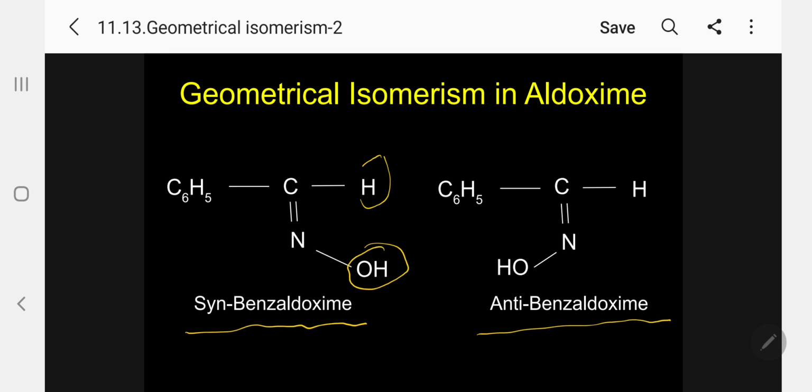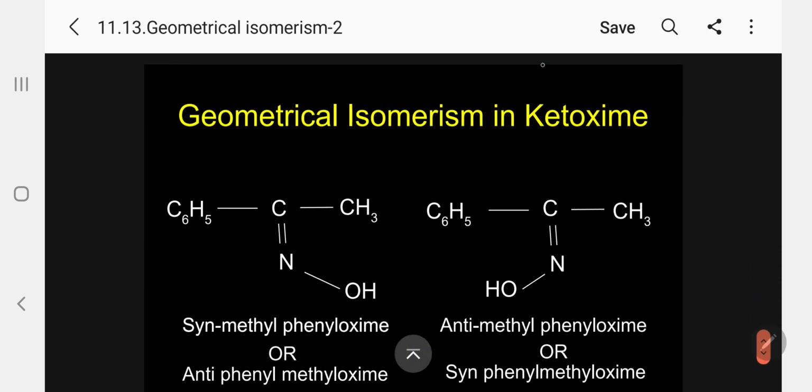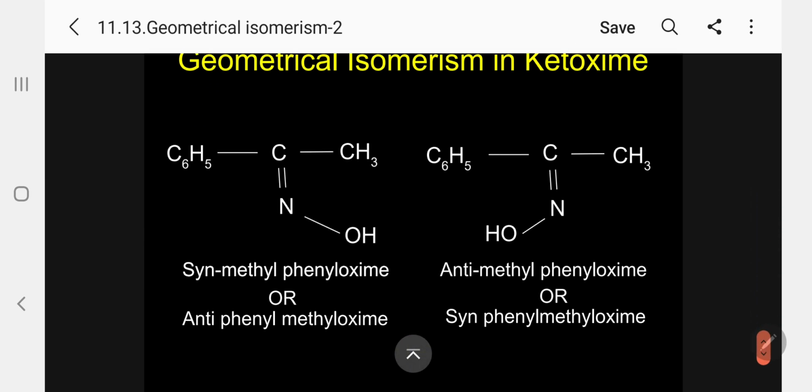So the important point here is that in aldoxime, I am using syn and anti. So what are we using for geometrical isomerism? Cis-trans we are using. Z-E we are using. Now, the third case, syn and anti we are using. So, another example here, kindly follow.